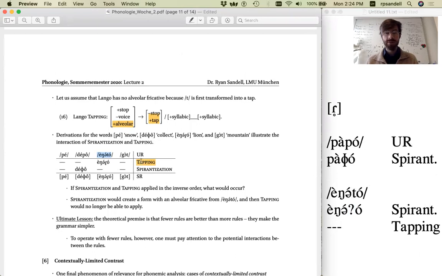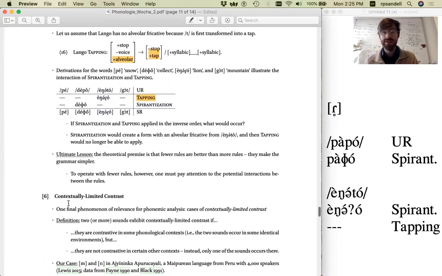And the ordering that we've adopted here, of tapping applying before spirantization, prevents spirantization from applying to this underlying stop. Because tapping, our tapping rule in 16, creates a tap out of this underlying voiceless alveolar stop, there's no longer then a stop in this word when the spirantization process attempts to apply. And this is why after tapping applies, we obtain this form.